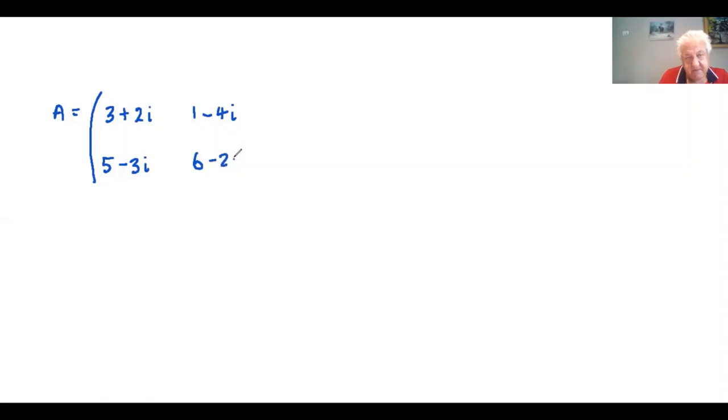Okay, let me choose a matrix A, a complex matrix, with complex elements. 3 plus 2i, 1 minus 4i, 5 minus 3i, 6 minus 2i. Now, the bar indicates take the complex conjugate of each element. So that's 3 minus 2i, 1 plus 4i, 5 plus 3i, 6 plus 2i.